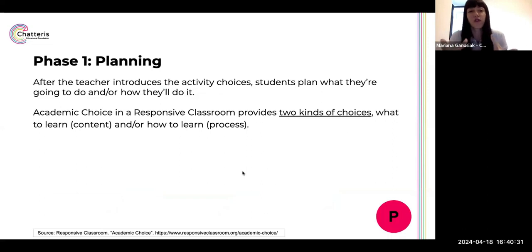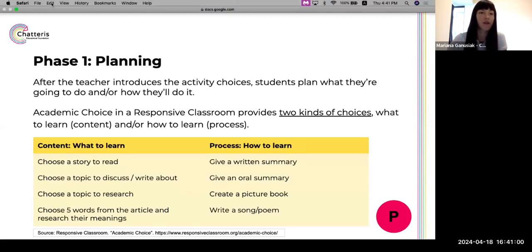So we will start with the first phase, planning. After the teacher introduces the lesson objectives and the topic of the lesson, students have to plan what they are going to do and how they will do it. The academic choice strategy provides two kinds of choices: what to learn, so content choices, and how to learn, process choices. Let me show you a few examples here.